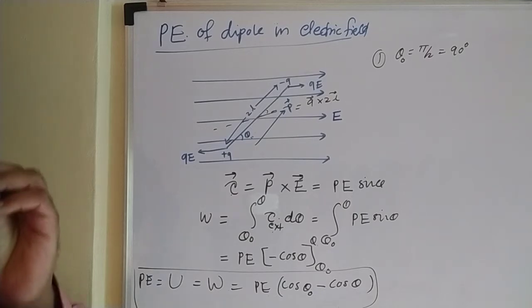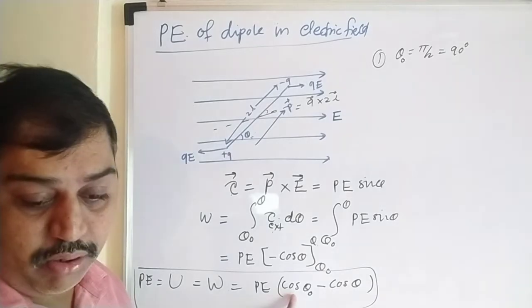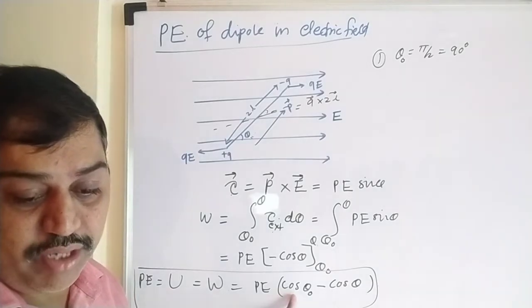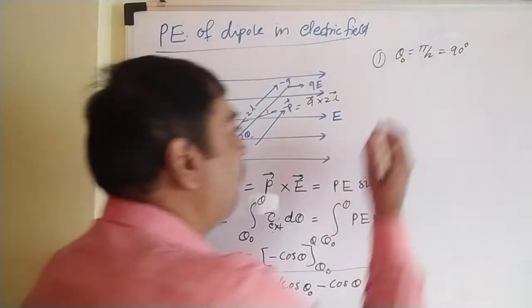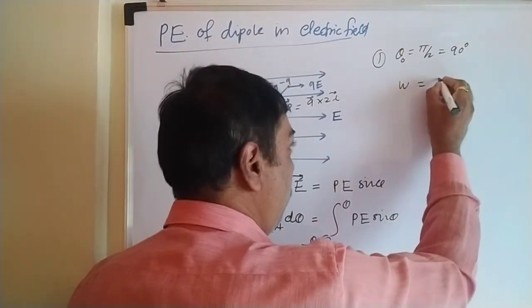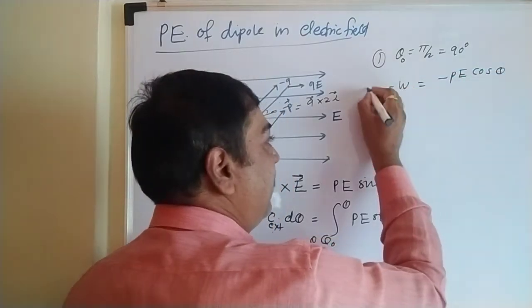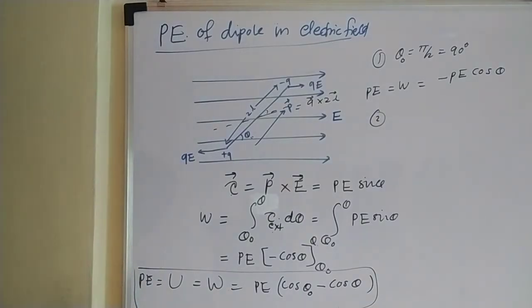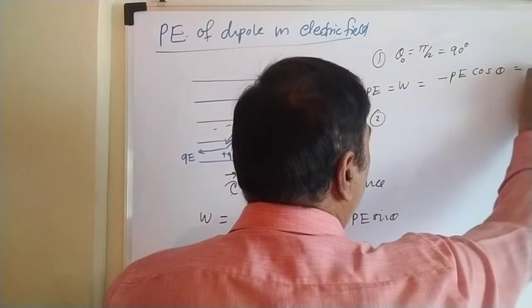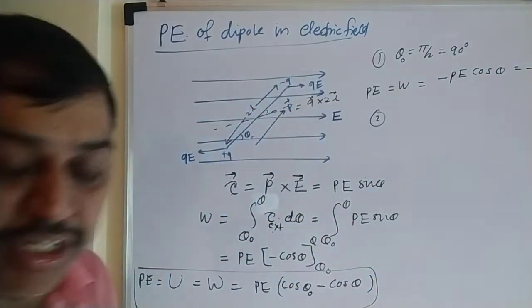Now here theta 0 equal to 90, cos of 90 is 0. What is the cos of 90? Cos of 90 is 0. So what should be the work done? W equal to minus PE cos theta. And that itself is nothing but a potential energy. That is the first condition. Second condition, P cos theta means what? It is simply P dot E in vector form with a minus sign, potential energy.